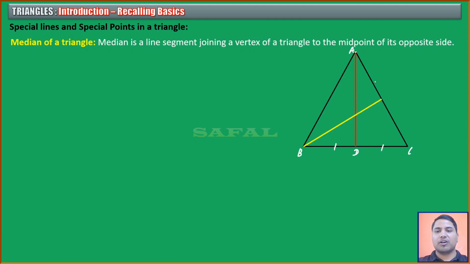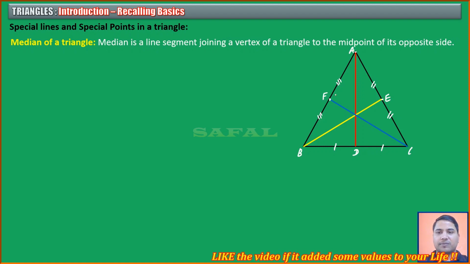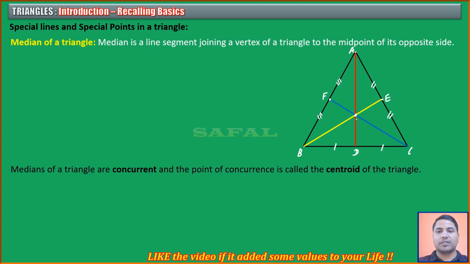Similarly from vertex B also I can have a median. Let's say I call the midpoint E. Here you can see that CE should be the same as EA. Similarly from vertex C I can have a third median, which is also a line joining the vertex to the midpoint of the opposite side. Let's say the midpoint is F. So AD, BE and CF are medians. Here you can note that the medians are concurrent. They meet at a common point, and this common point we call the centroid, and usually we denote it by capital letter G.